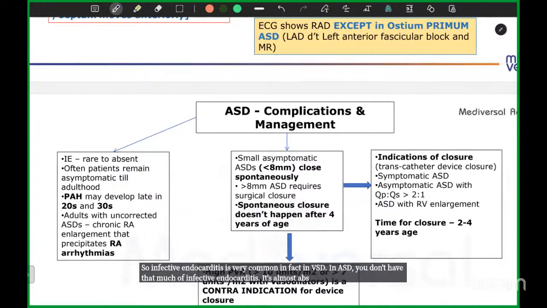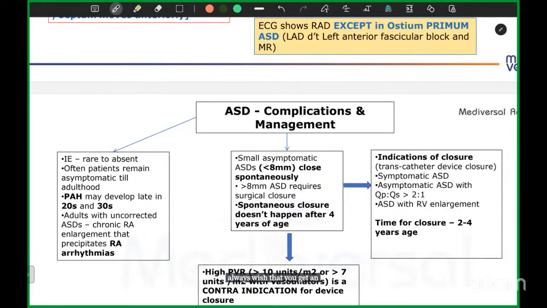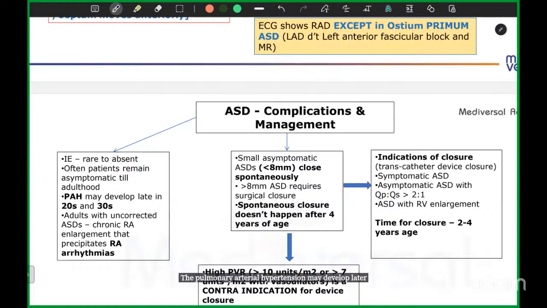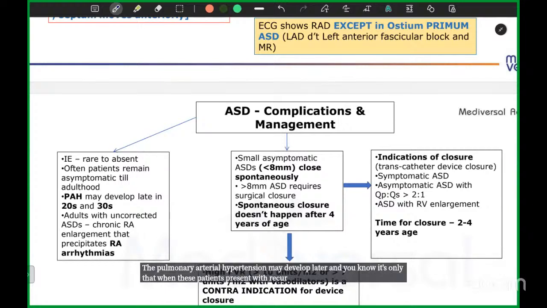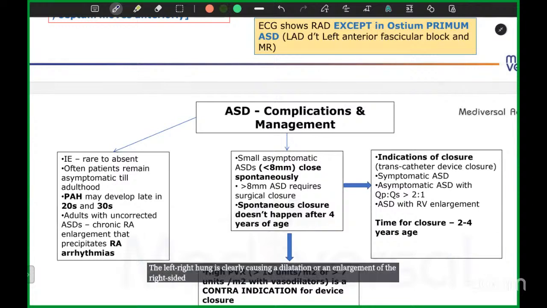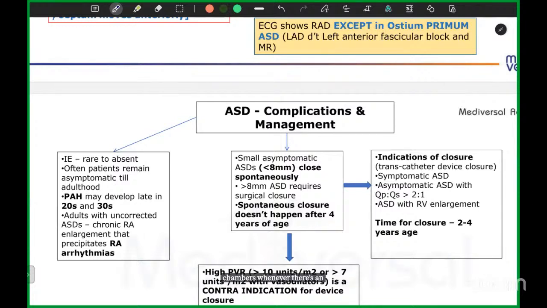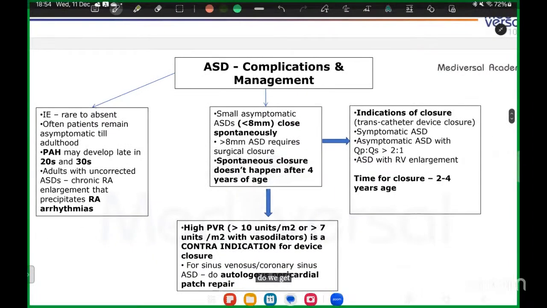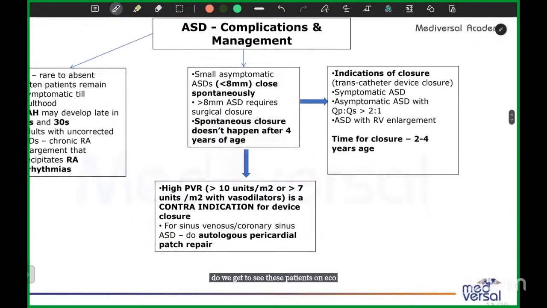And as I said, if you need a congenital heart disease, always wish that you get an ASD because the patients remain asymptomatic till adulthood. Pulmonary arterial hypertension may develop later, and it's only when these patients present with recurrent pneumonias or with right atrial arrhythmias, because the left to right shunt is clearly causing a dilatation or enlargement of the right sided chambers. Whenever there's an overstretching of the right atrium, we do find right atrial arrhythmias, and it's only when these patients present with recurrent episodes of all of this that we get to see on echo that these patients have something like an atrial septal defect.